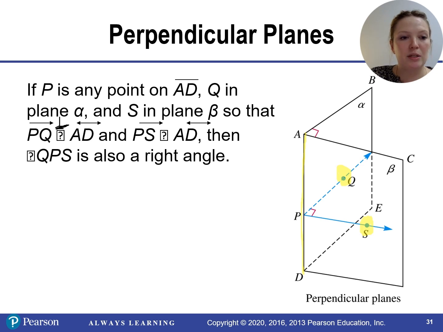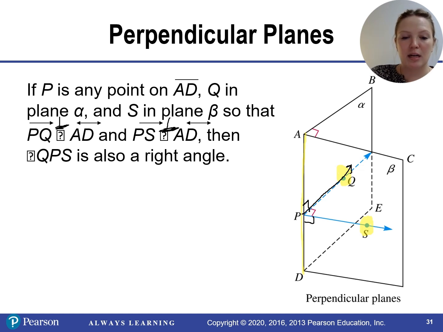Line PQ is perpendicular to AD. PQ is this line here. It's perpendicular to AD, so there should be a right angle between those two lines. And line PS is perpendicular to line AD, so there should be another right angle between those two lines. Then we say that QPS is also a right angle.